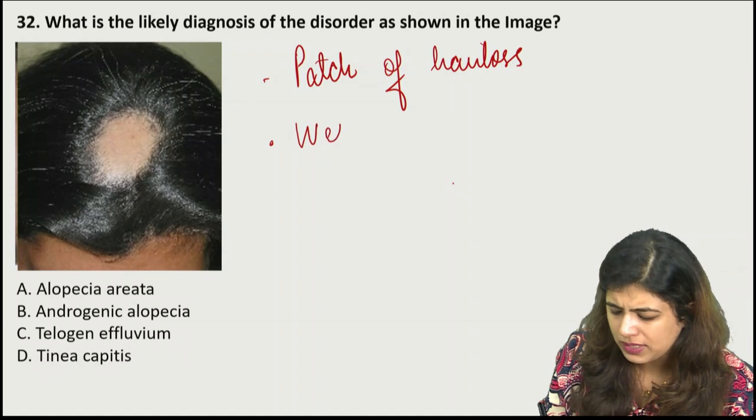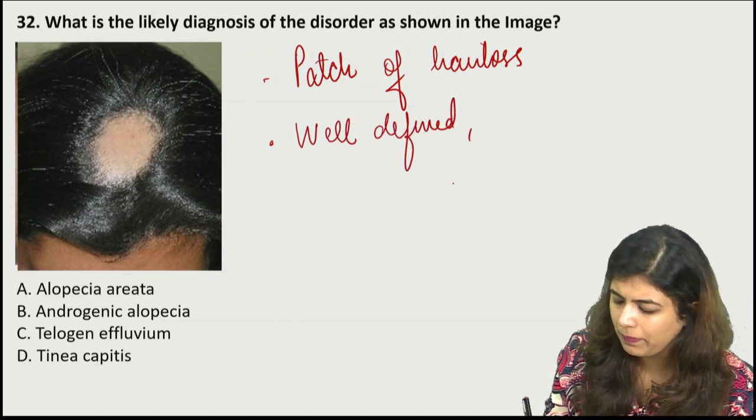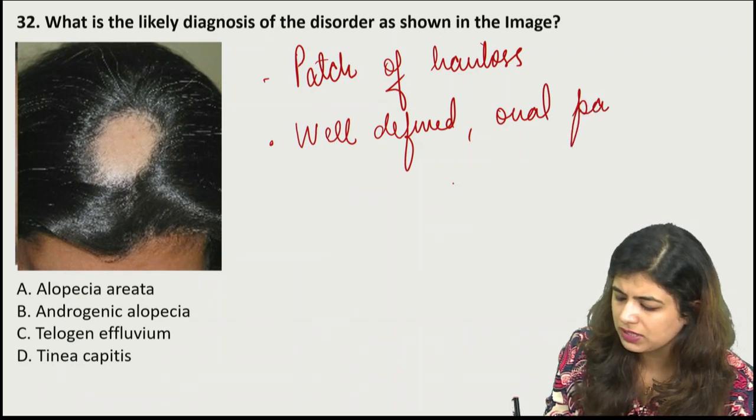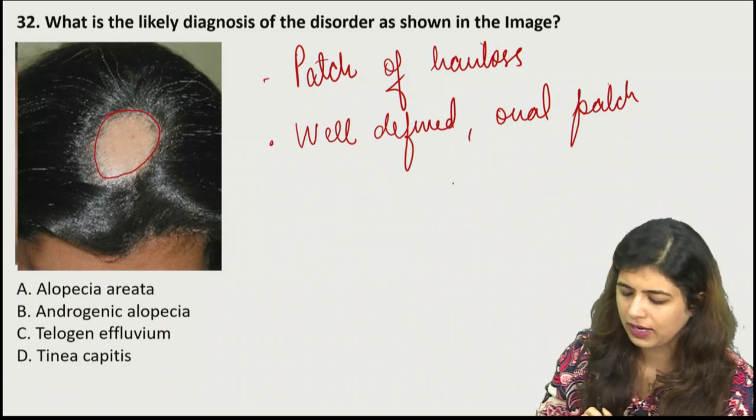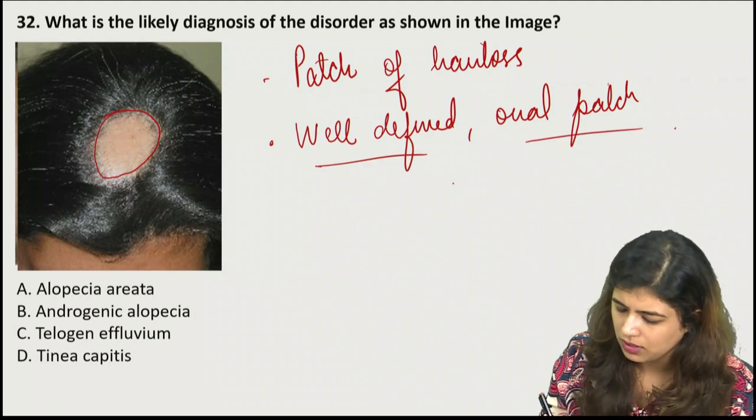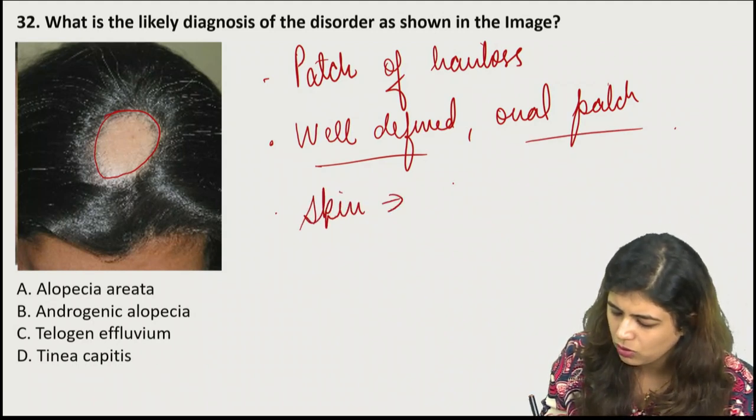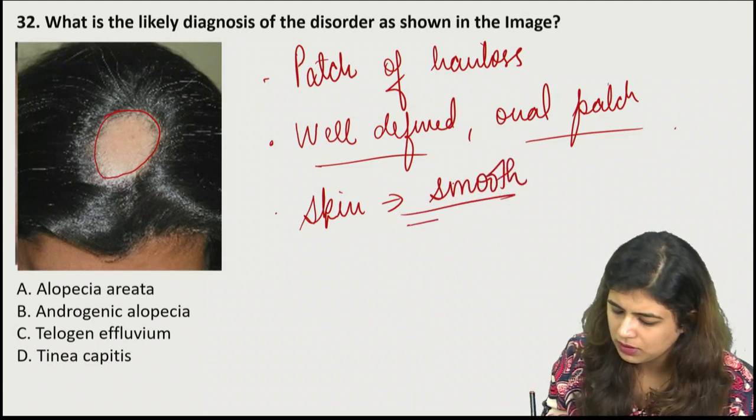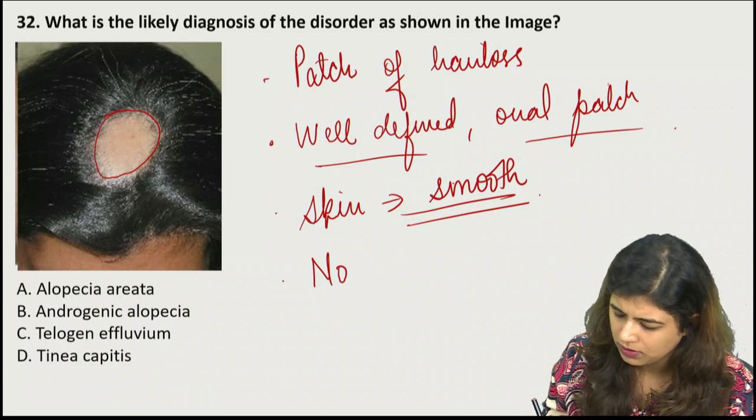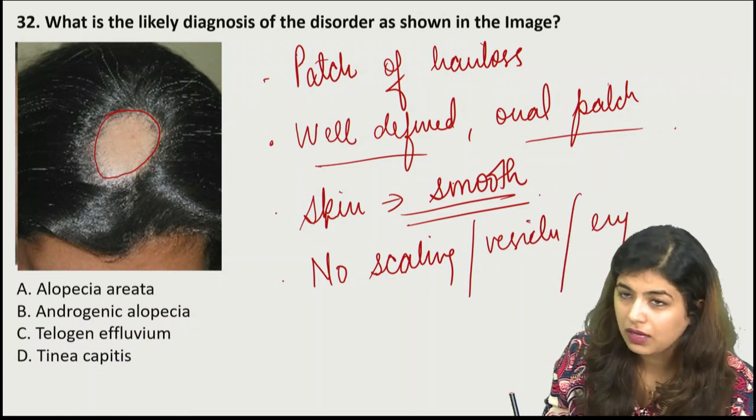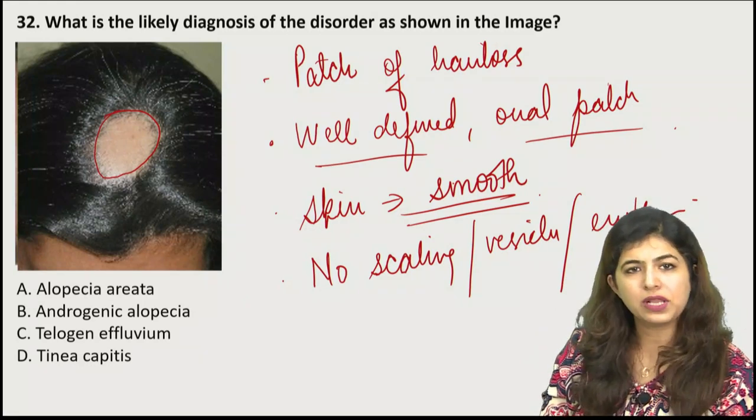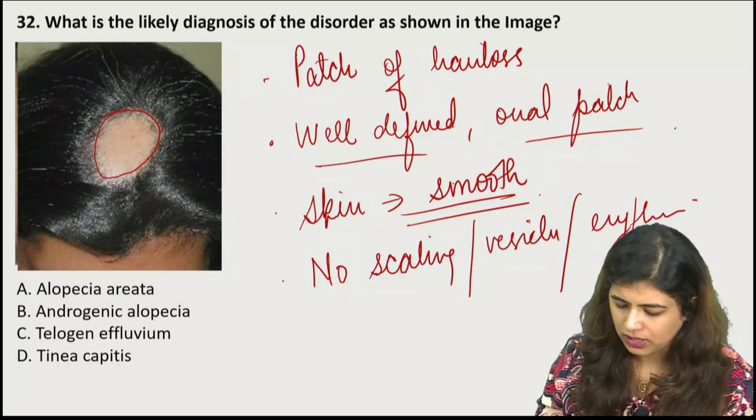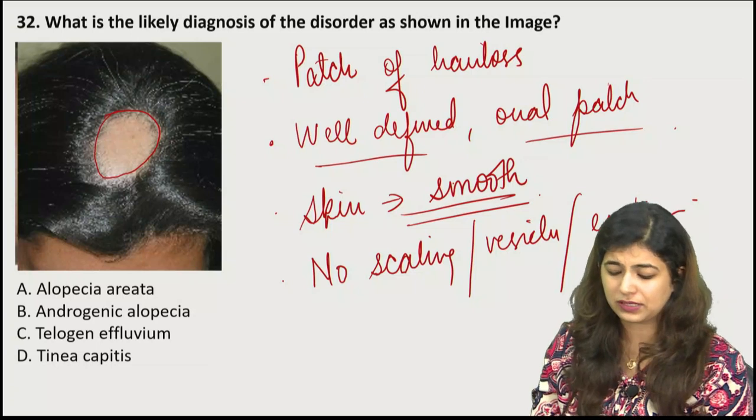It is mostly a well-defined oval patch that is quite visible, with a clear-cut boundary. It's not irregular, bizarre or ill-defined. The skin in the patch is quite smooth. There is no scaling or vesicles or erythema that I see here. So this is what I make out from the image. Now I look at my options: alopecia areata, androgenic alopecia, telogen effluvium, tinea capitis.